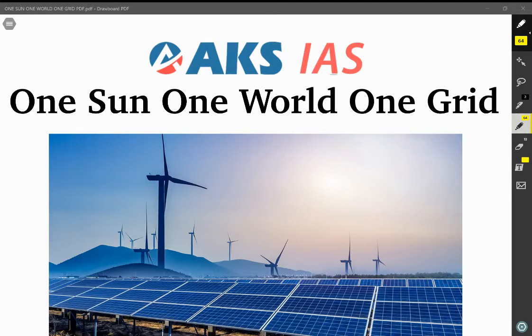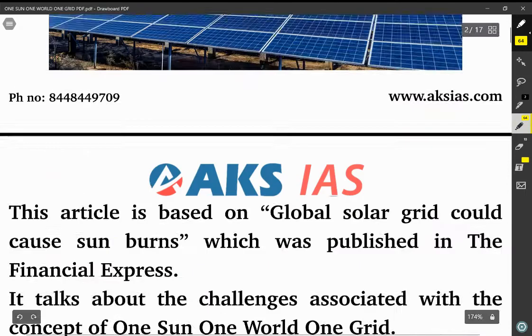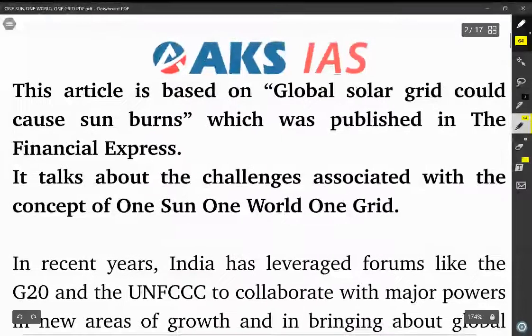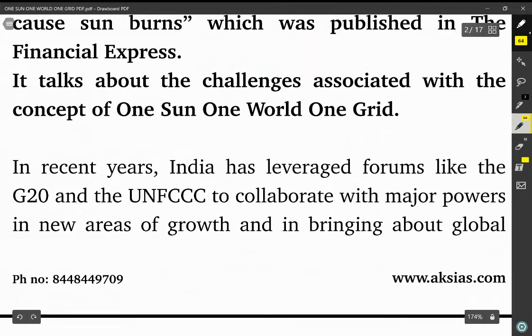There was this newspaper article recently in the Financial Express stating One Sun, One World, and One Grid. This is related to solar energy. So, in this article, we will be discussing the challenges associated with the concept of One Sun, One World, and One Grid.